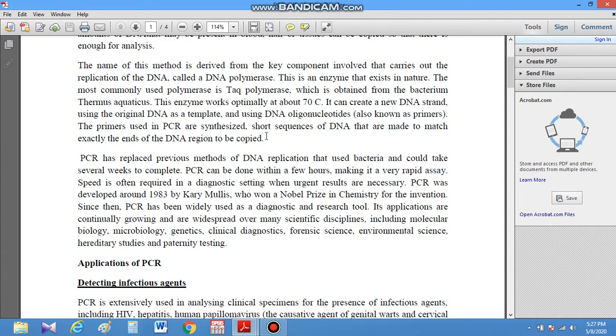We can use PCR in detecting infectious agents. It helps in cancer diagnosis. It can be helpful in genetic disease and paternity testing.